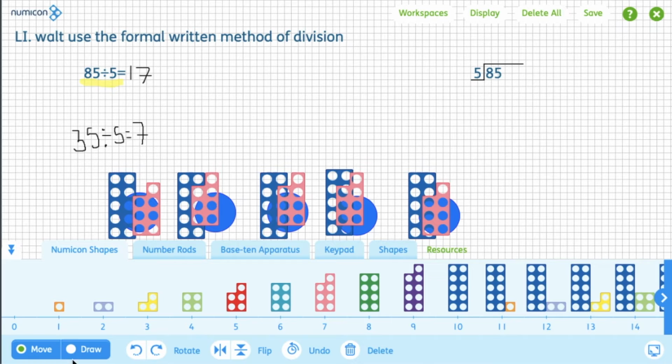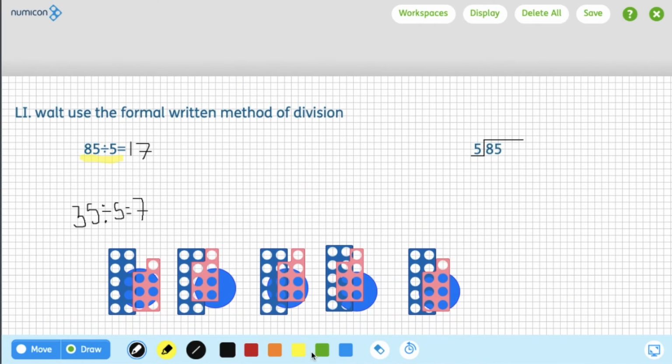So if we all look over here to the other side, this is how you would write out the formal written method. It's with this little line here, and all that means is 85 divided by 5, or you can look at it as how many 5s go into 85. So when I solve the formal written method, I always start with my highest value column. In this case, it's 10s. Okay, so 10s are bigger than units, so I'll start with the 10s.